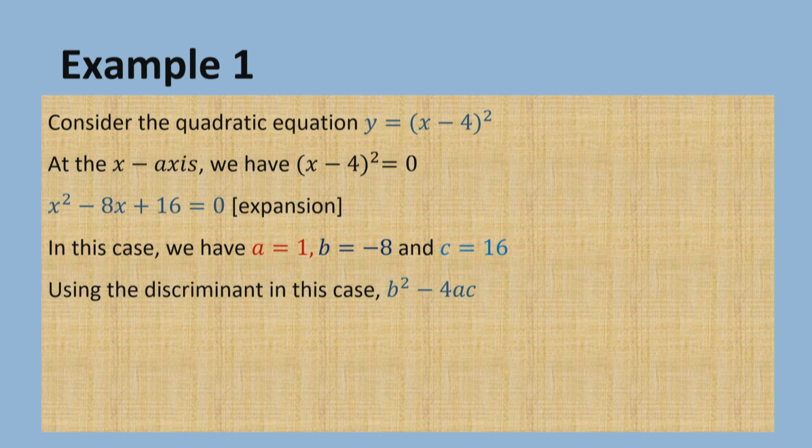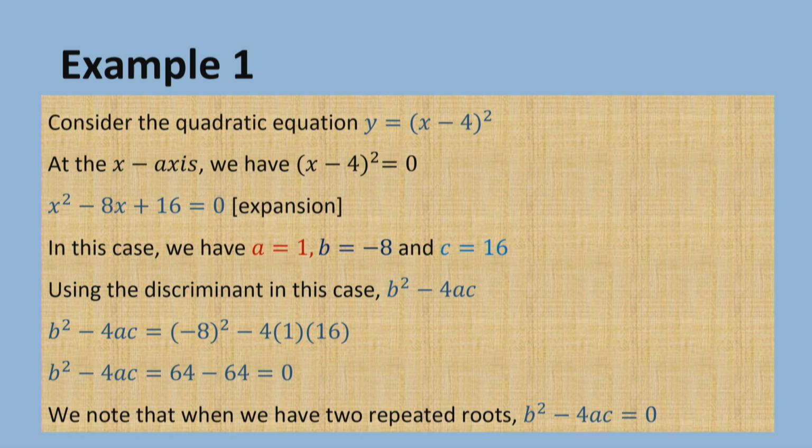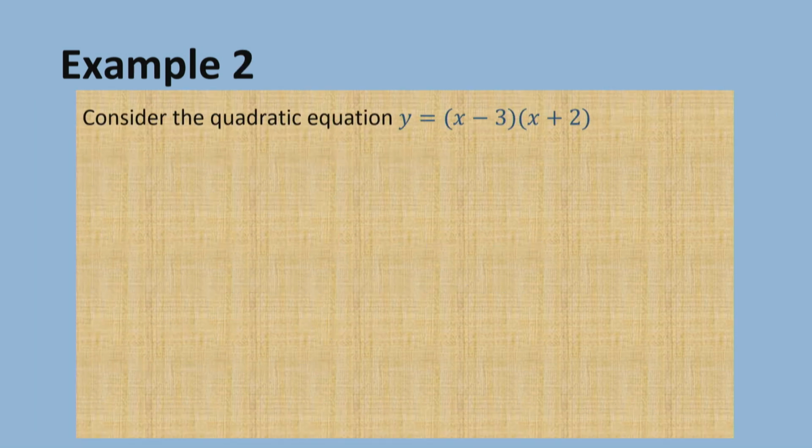Now, using the discriminant in this case, well, our discriminant is given by b squared minus 4ac. So that will be minus 8 to the square minus 4 times 1 times 16, which will be 64 minus 64, and 64 minus 64 is 0. So what can we say? Well, we note that when we have two repeated roots or equal roots, b squared minus 4ac should be equal to 0.